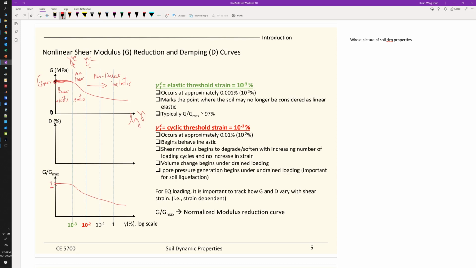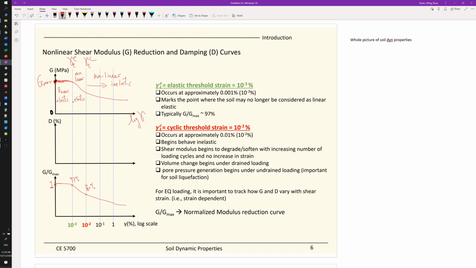And for typical soils, the elastic threshold will happen at about 97%, or a ratio of 0.97 of G over Gmax. So here could be about 0.97, and here would be about 80%. Those are just rules of thumb. And for different soil types, something like gravel versus soft clay, you will have very different responses. But it just gives you an idea of how the numbers look.